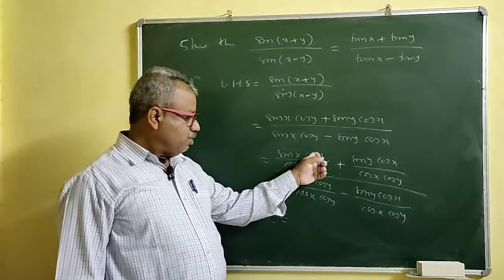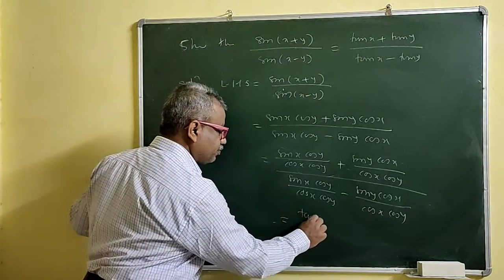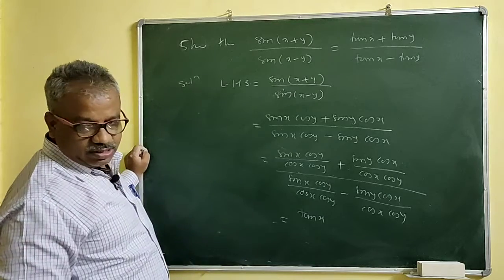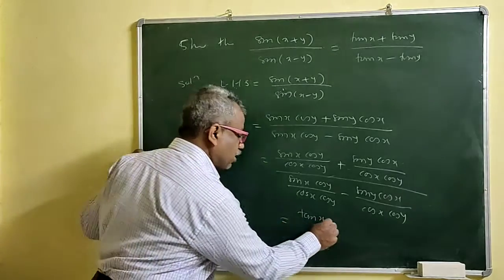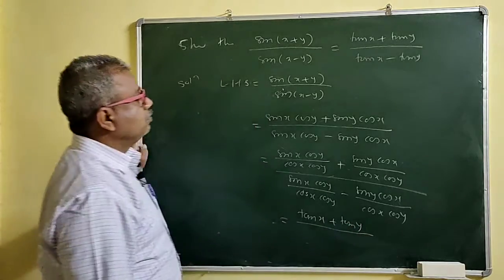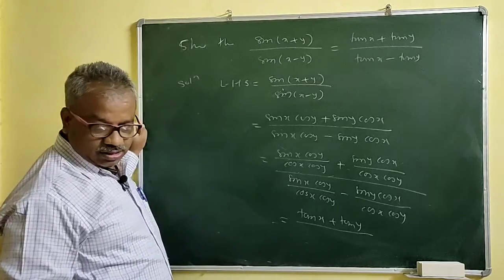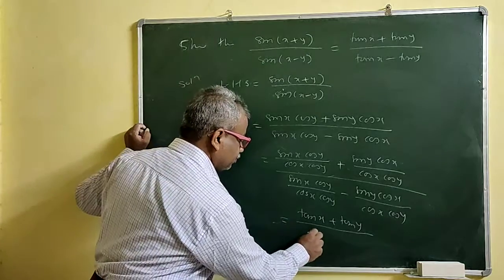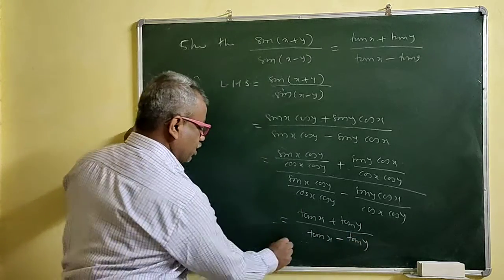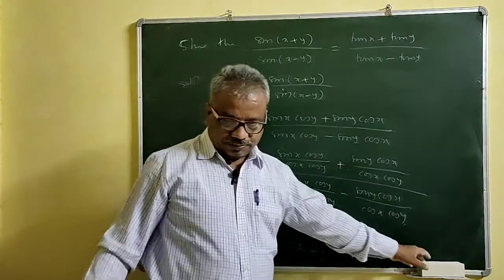So what happened here? Your cos gets cancelled. This will be your tan x. Now your cos x gets cancelled. Sin y upon cos y is tan y, plus tan y upon. So what do we get here? Your cos y gets cancelled. We get tan x, then minus tan y. That will be your RHS.